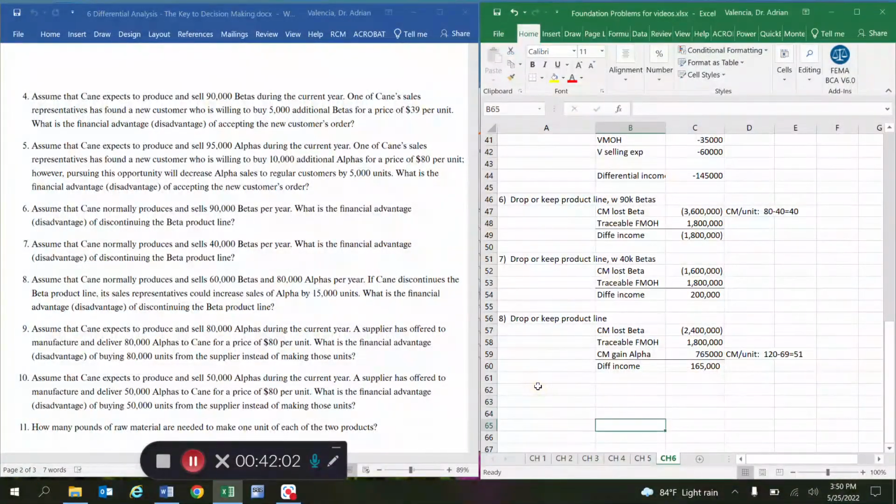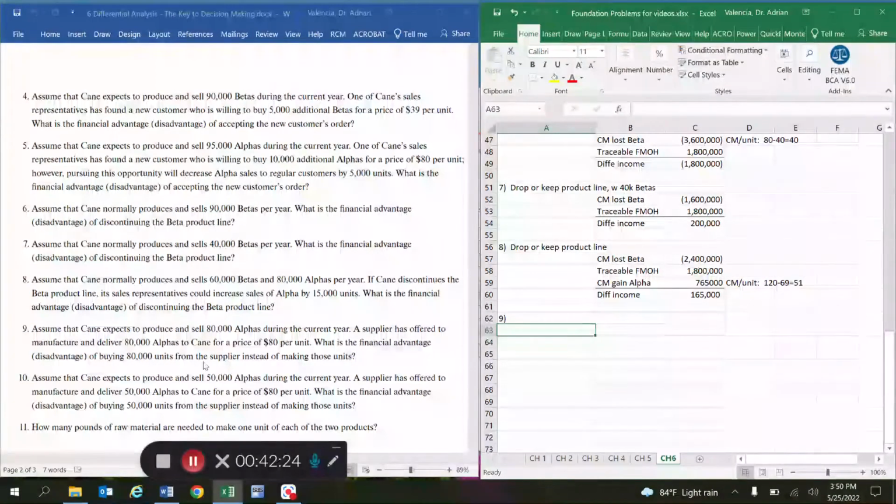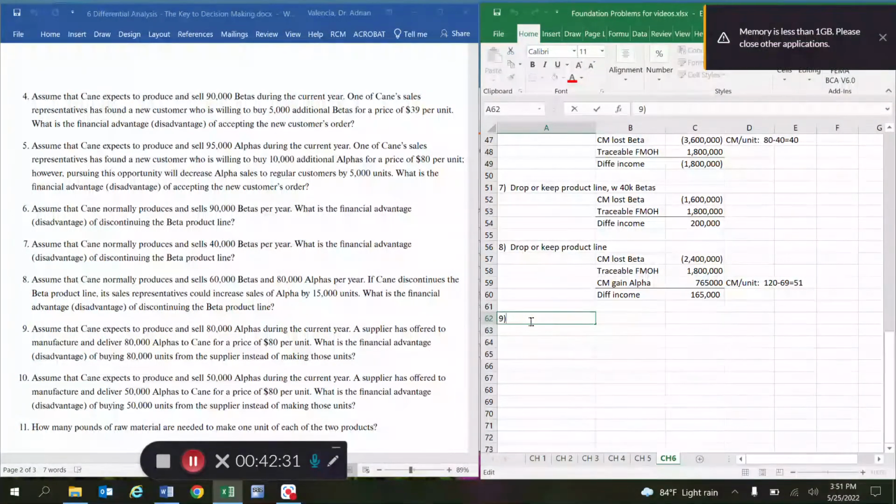All right, let's go to the next question here. Number 9 is asking us, assume that Kane expects to produce and sell 80,000 alphas during the current year. A supplier has offered to manufacture and deliver 80,000 alphas to Kane for a price of $80 per unit. What is the financial advantage or disadvantage of buying them from the outside supplier? So this is a different type of decision. We're going to make a make or buy decision.